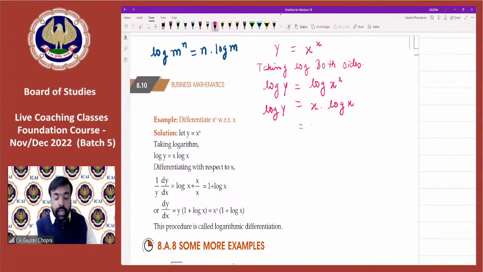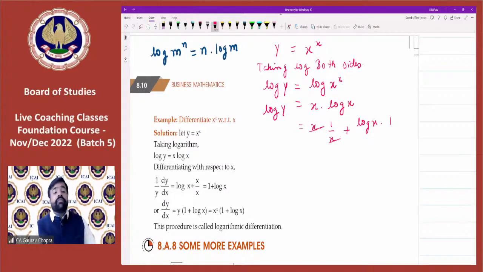So x will remain as it is. Now, what is the derivative of log x? We can do it directly now, because we have done many questions. So the derivative of log x is 1 by x, plus log x will remain as it is this time, and the derivative of x becomes 1. So x will get cancelled.